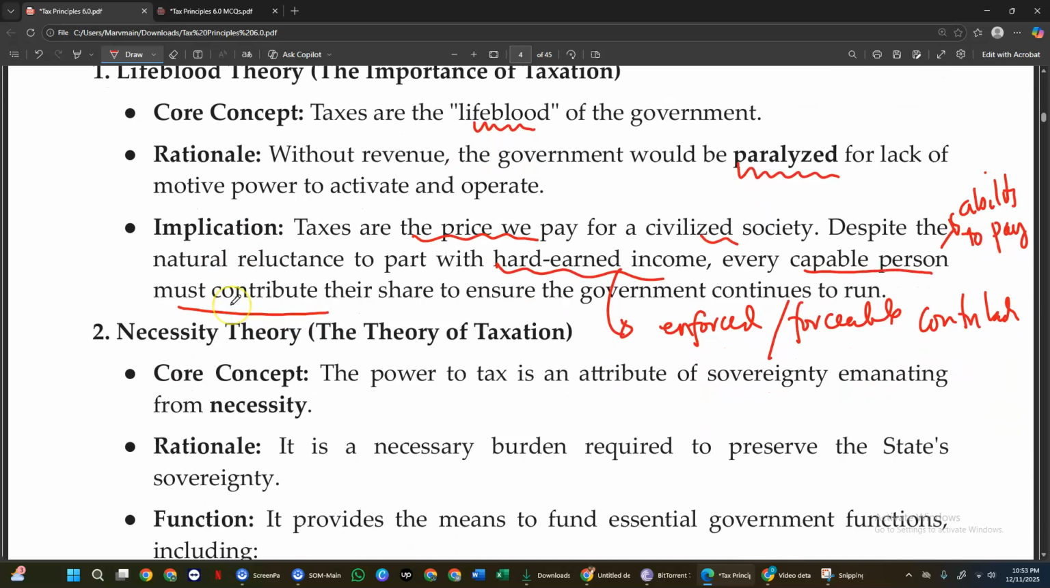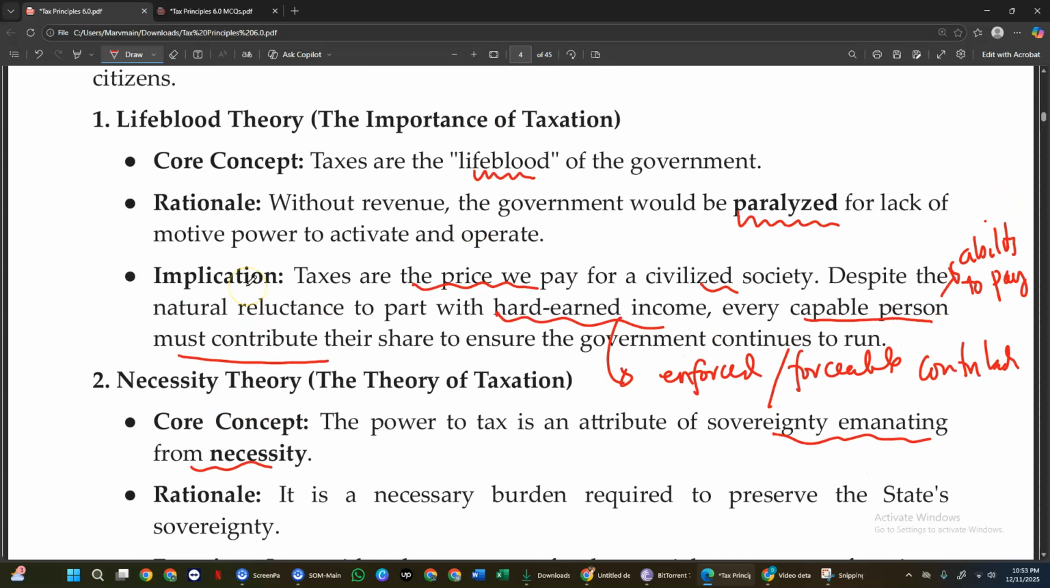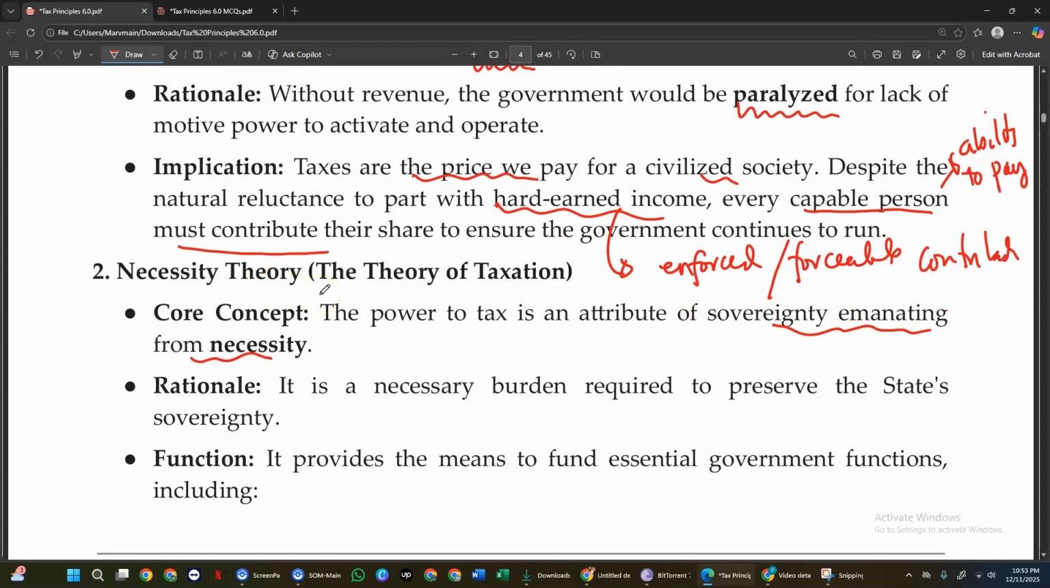And second is the necessity theory. It's similar to the lifeblood doctrine, but if we evaluate their core concept, rationality and function, this one explains it in a different way, emanating from necessity, but by concept actually it's the same. It's a necessary burden required to preserve the state, its sovereignty.